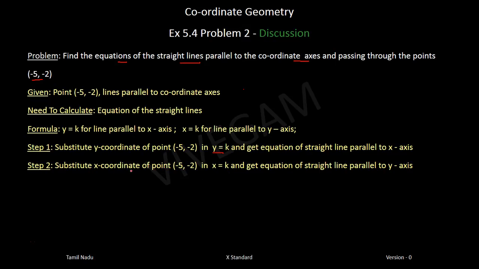Step 2. Substitute the x coordinate of the point minus 5, minus 2 in x equal to k and get the equation of the straight line parallel to the y-axis. Any line parallel to the y-axis is x equal to k. Now you have to substitute this point to get the value of k. But in this equation you have only the x coordinate. There is no y term at all here. So in this case you'll have to substitute only the x coordinate of the point, that is minus 5. So x equal to minus 5, which means minus 5 will be equal to k, or k will be equal to minus 5. So the equation will become x equal to minus 5. That is how you need to do this problem.